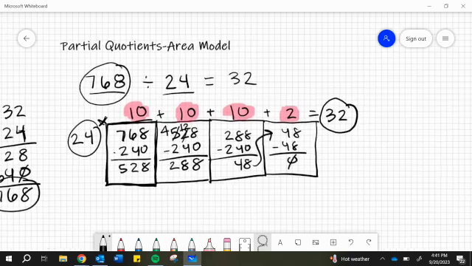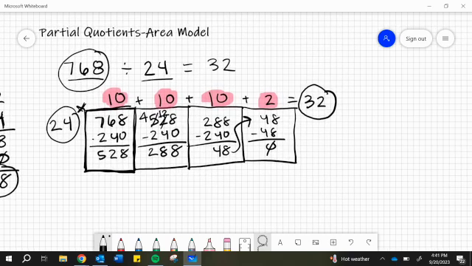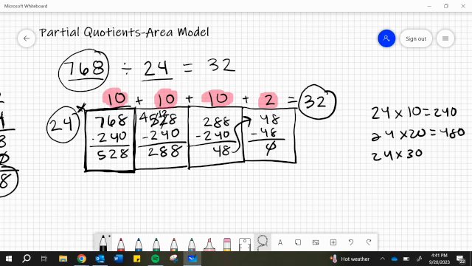Okay, now you don't have to use tens, right? Because when we first did it, we knew 24 times 10 was 240. 24 times 20 gave me 480. 24 times 30, that gave me 720. And lastly, 24 times 40 gave me 960. We can't use 960 because that goes over our dividend. So we have to use numbers below.